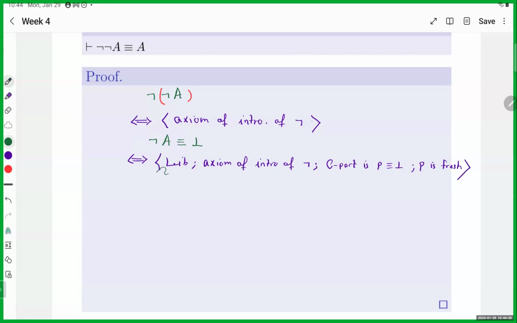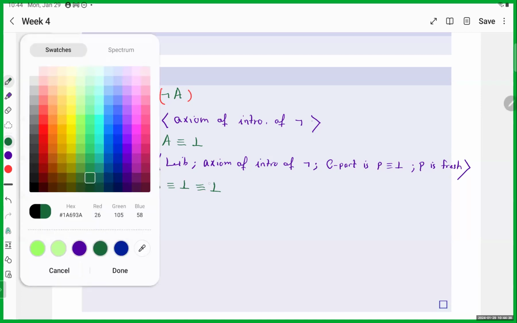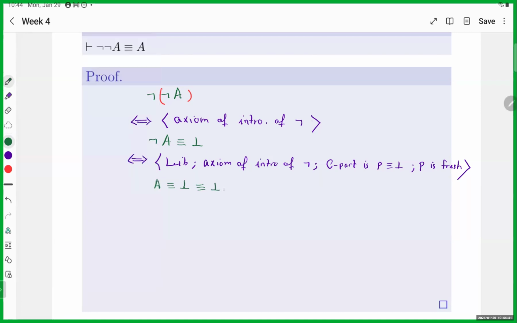Now what do I get? Here I get A is equivalent to bottom is equivalent to bottom. Again, I have the brackets here, but it doesn't matter where the brackets are, right? Because of associativity. We don't always write this step, another step for associativity. We'll just skip that part. We don't want to write too many equivalences. So now that means I can put the brackets wherever I want. I want to put it here.